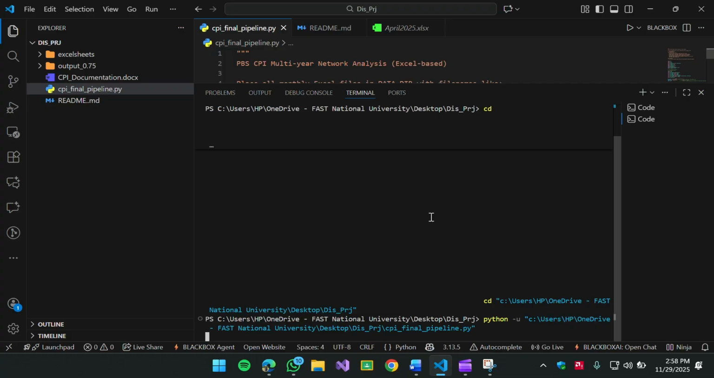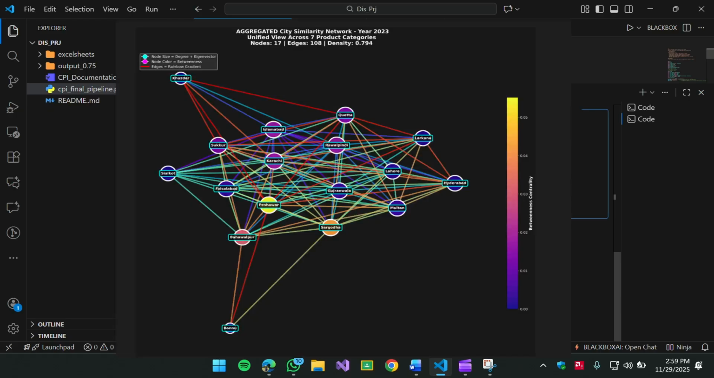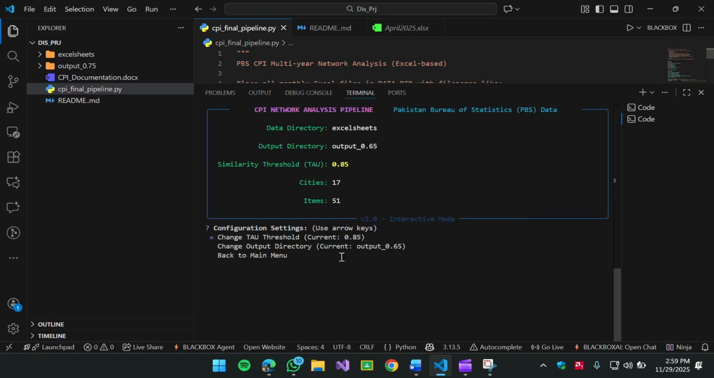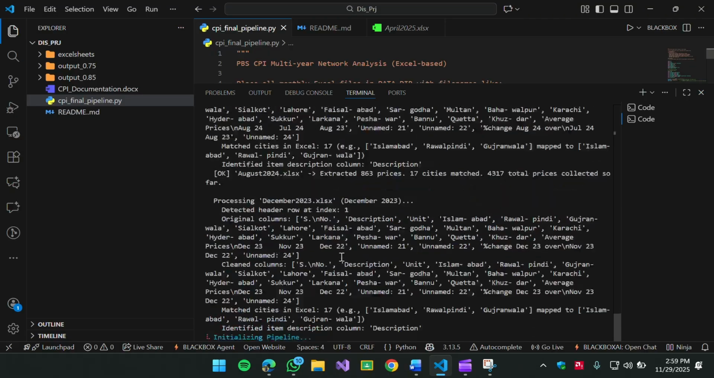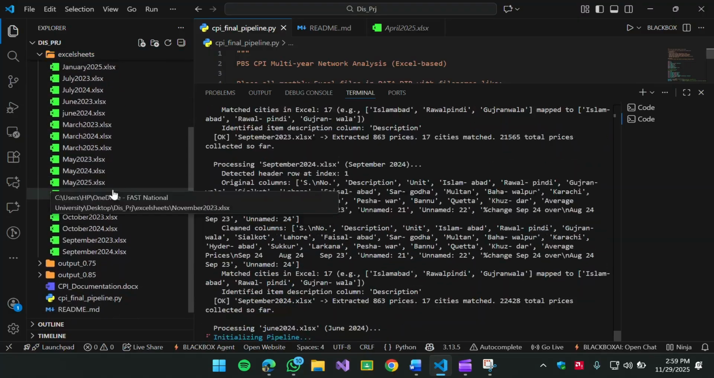Our project is titled Temporal and Category-Based Price Similarity Network Analysis. In this project, we didn't just look at inflation numbers. We used discrete mathematics, specifically graph theory, relations, and partial orders. To model the economy of Pakistan, we analyzed CPI, Consumer Price Index, data from the Pakistan Bureau of Statistics across 17 cities and 7 product categories for over 3 years. Our goal was to determine which cities are economic hubs, which are bridges, and how these relationships change over time.